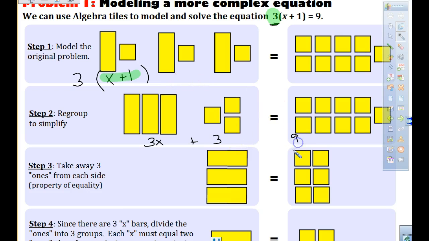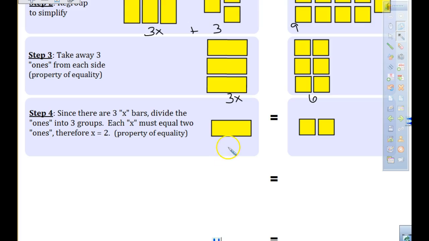Still equal to 9. We remove 3 from both sides, and we are left with 3x equals 6. My solution is each one of the x's is equal to 2, because there's 2 across from each x. So when you set these up, again, don't stack them, just leave them laying down on your desk so when you're moving them around, each x is equal to 2 for our solution, okay?